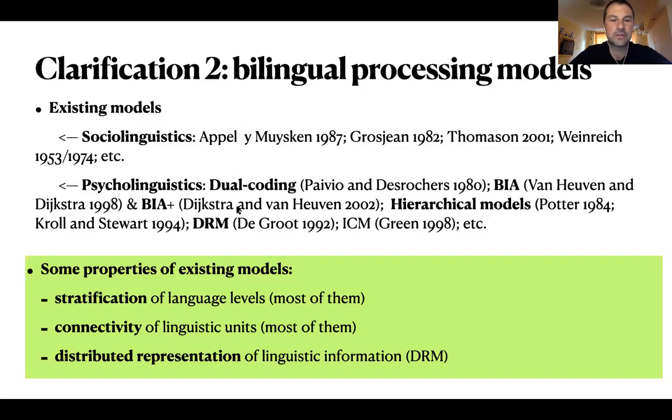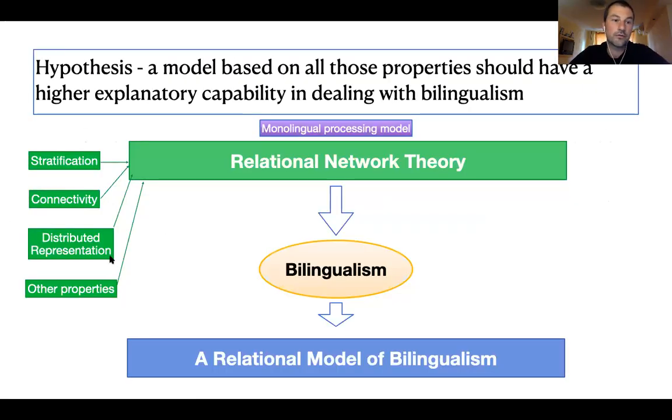So by looking at different models, I could come up with a short list of the main properties that would grant explanatory capability to a model. And those are stratification, connectivity, and distributed representation of linguistic information. Most of the models rely on one or two of these properties. So my hypothesis is that a model relying on all three and even more properties would arguably have higher explanatory capabilities. And I suggest relational network theory, or the neurocognitive approach, is such a model.